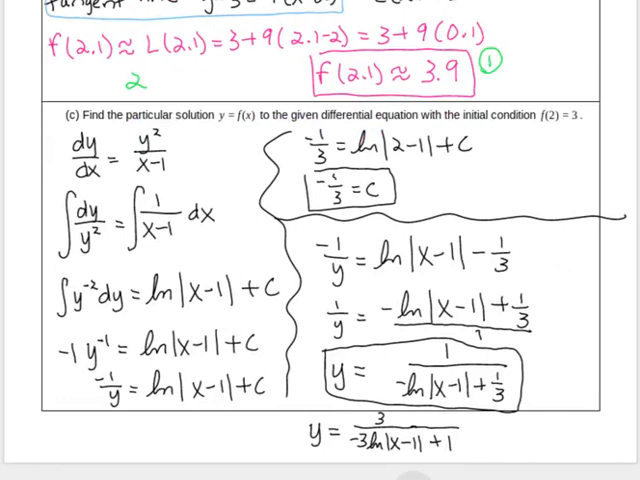And this was worth 5 points, of course. So it was one for separating your variables, one for each of your antiderivatives, one for finding your plus c and writing plus c, and then one for actually getting to your final answer of y equals.